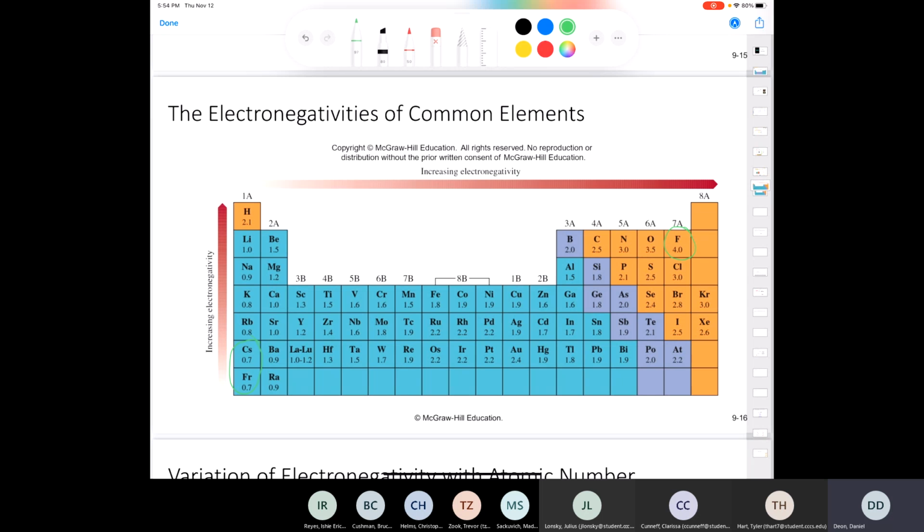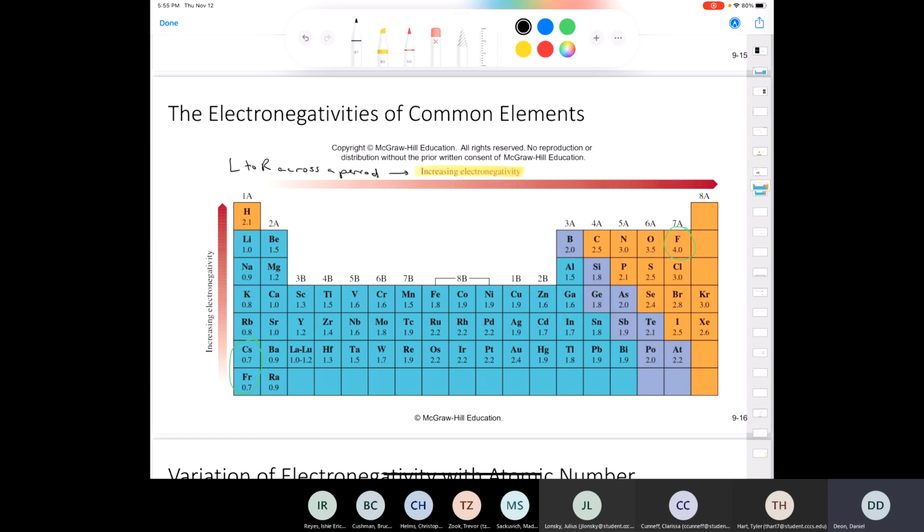You can see that as we go across a period, going from, say, lithium to beryllium to boron to carbon to nitrogen to oxygen to fluorine, what do you see? We go from 1.0 to 1.5 to 2 to 2.5 to 3 to 3.5 all the way up to 4. So what's the net result? It's that as we go across a period from left to right, we get increasing electronegativity.